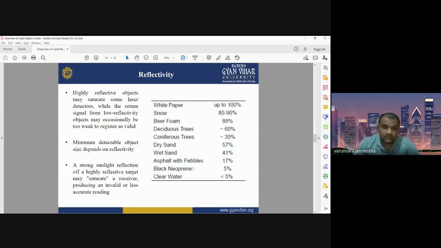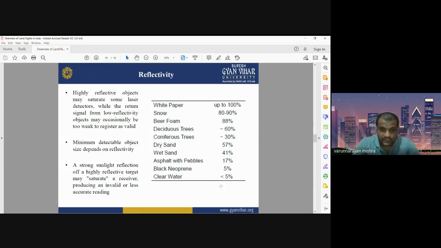Here you see that clear water has a reflectivity of less than 5%. As we all know, water absorbs most of the radiation, either visible or infrared, so water will not have high reflectivity. It can be concluded that water has poor reflectivity when we use lidar for laser scanning, when we use lidar surveying of an area. So water bodies cannot be easily detected because their reflectivity is very low.